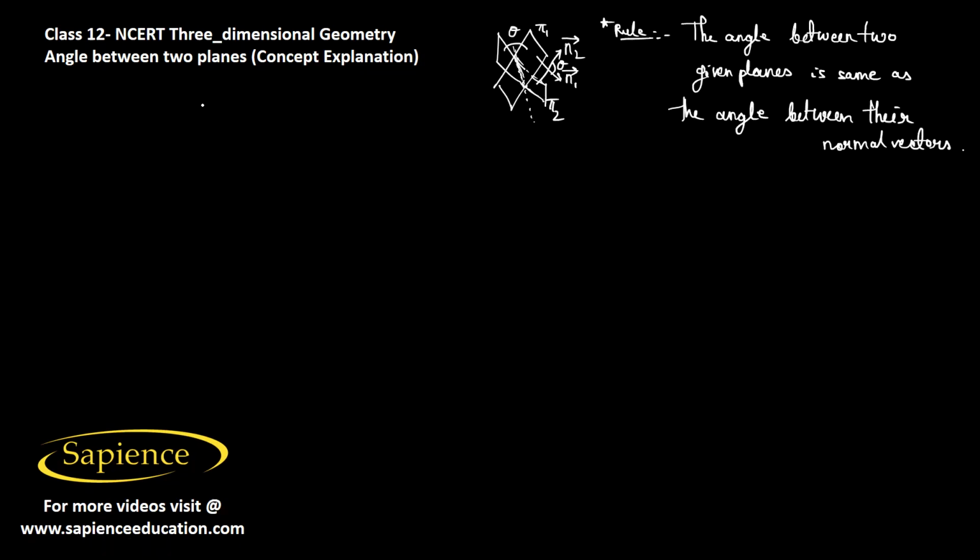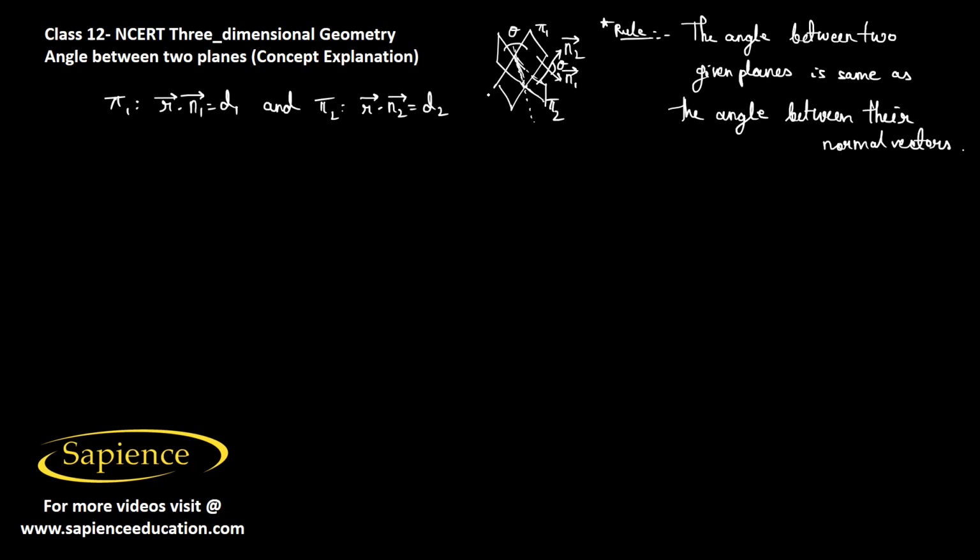Suppose, let's say that the equation of the plane pi1 in the vector form is given as r vector dot n1 vector equals d1, and the equation of the plane pi2 is given as r vector dot n2 vector equals d2.